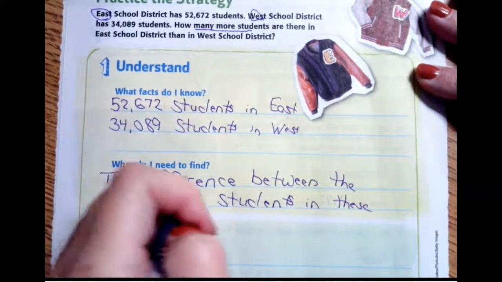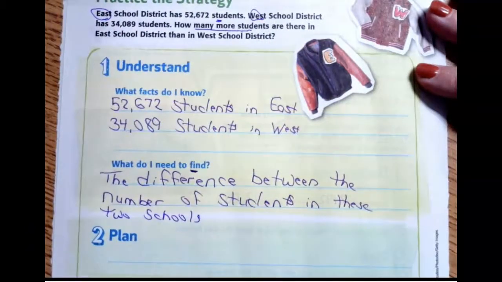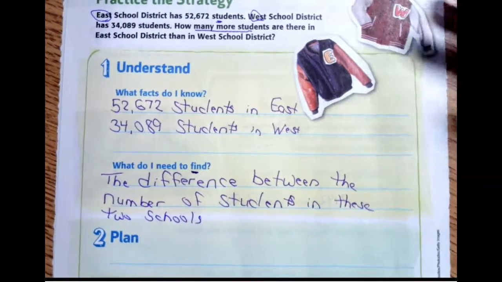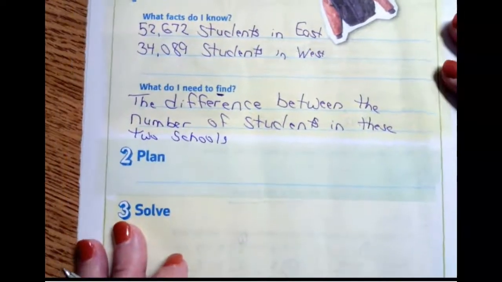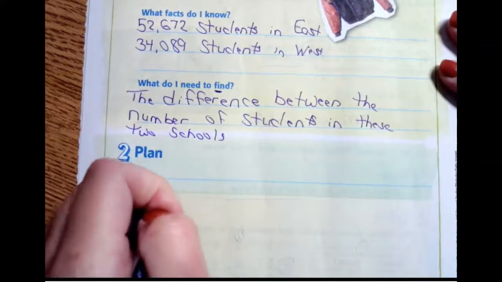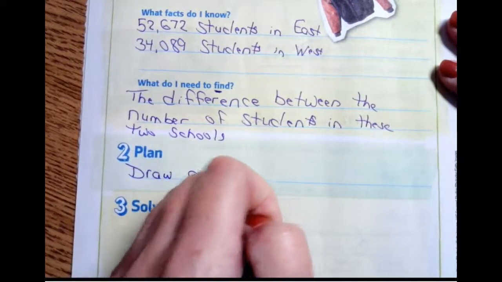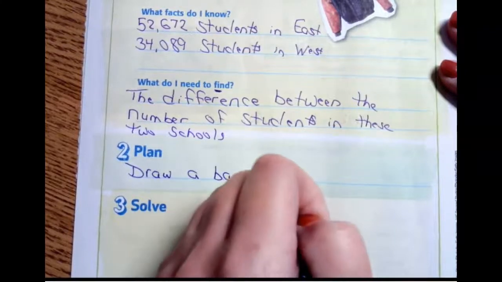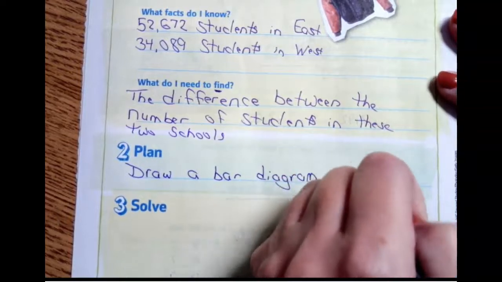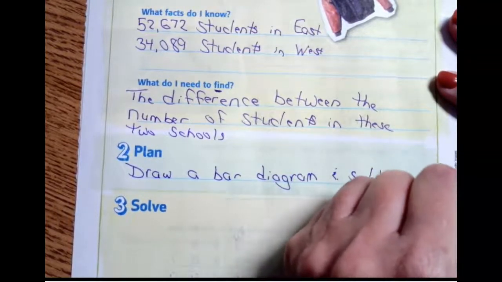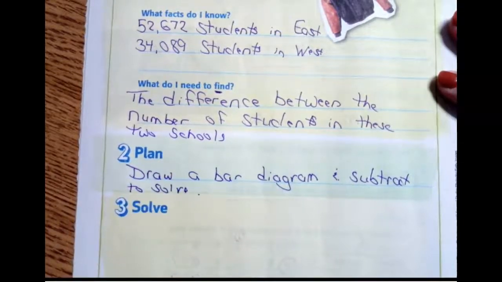When I say difference, I already know that that's going to be a subtraction. So, maybe I'm going to go up there and put a subtraction sign just to remind myself, okay? When I do word problems, I like to really tear it apart. All right, so plan. Well, I think on this one, I'm going to draw a bar diagram. So I'll draw a bar diagram and subtract to solve. Okay, does it make sense to you?